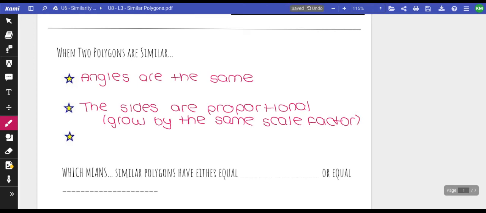Now, if the sides all grow by the same scale factor, the other word that we want you to see is the idea that the two shapes are the same shape. Agreed? They're just a different size. So when two polygons are similar, they're the same shape. And maybe we just write the size is just different.